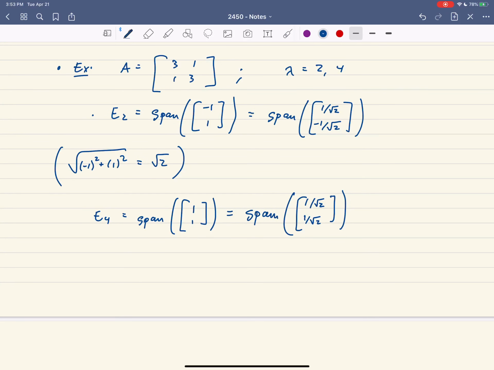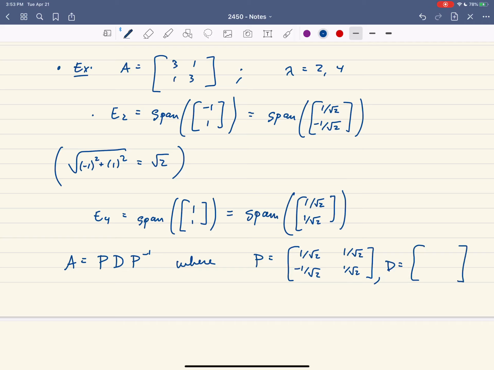And it turns out that you can write A as P times D times P inverse, where P is going to be the eigenvector 1 over square root of 2, negative 1 over square root of 2, as the first column. And then the second column would be 1 over square root of 2, 1 over square root of 2. And then D is going to be the diagonal matrix. Let's see, 1 over square root of 2, negative 1 over square root of 2 corresponded to the eigenvalue 2. So that means the other one must be 4. And so D is going to be the matrix 2, 0, 0, 4.